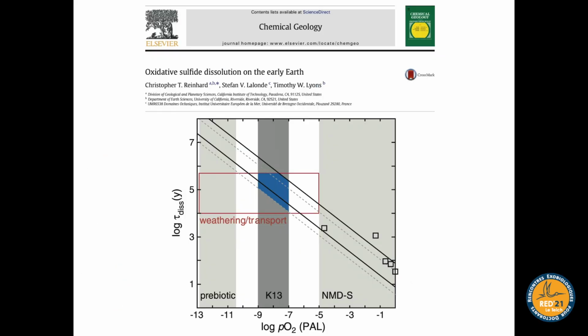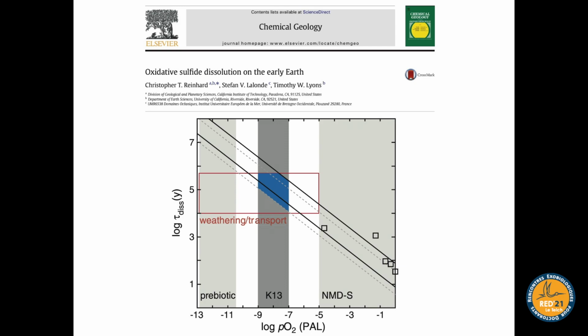Some work I did with some colleagues looked more specifically at how these signals are generated. How do we oxidize these sulfides, at what concentrations of oxygen, and on what time scales? What we're seeing here on this graph is atmospheric O2 in percent atmospheric level on the x-axis, and on the y-axis dissolution timescales of sulfide grains. And the bottom line is that at atmospheric oxygen concentrations prior to the GOE, it's highly unlikely that we could alter sulfide minerals efficiently on rapid timescales.